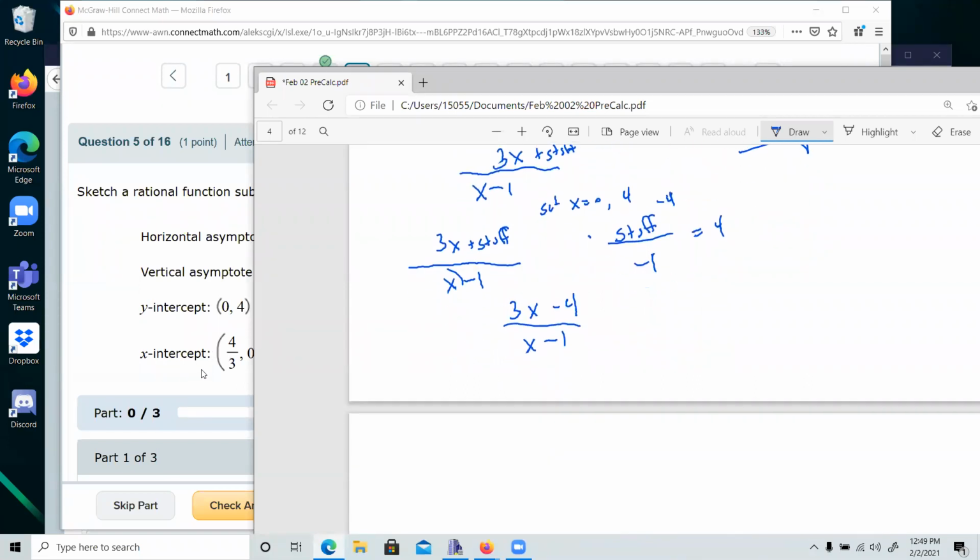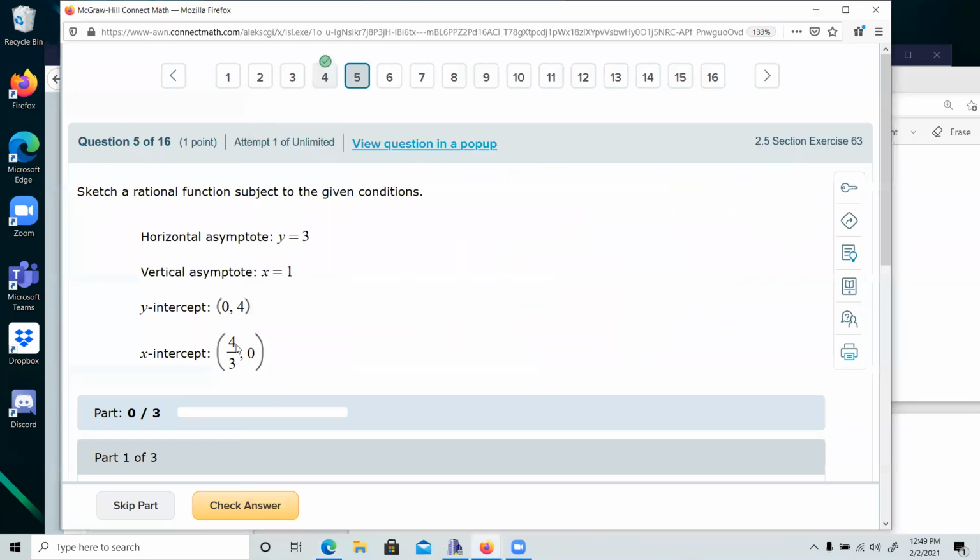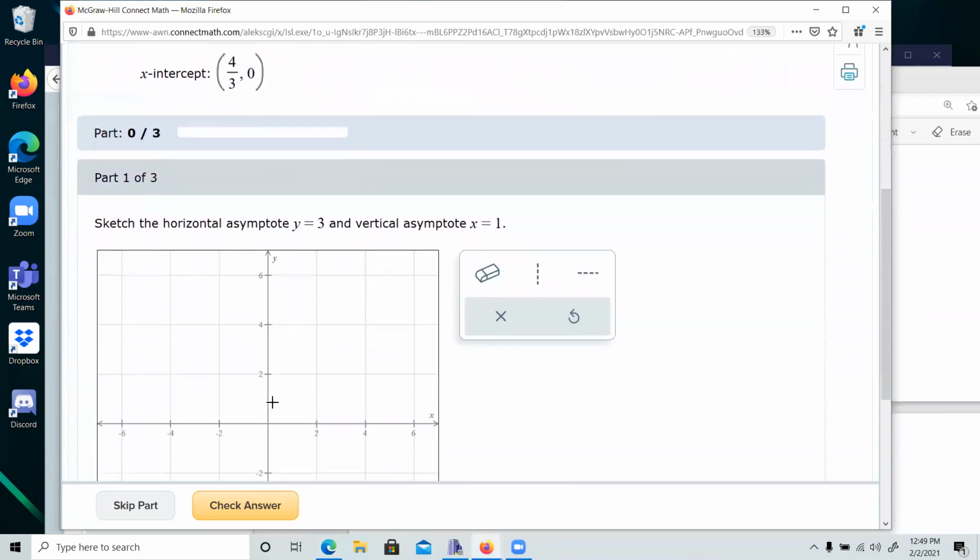And then the x-intercept is when y was equal to 0, and we solved. In this case, we ended up with 3x minus 4 equals 0. Hey, this looks pretty good. x equals 4/3. Looks like we're set for this. Okay, so graphing this thing. Sketch y equals 3.